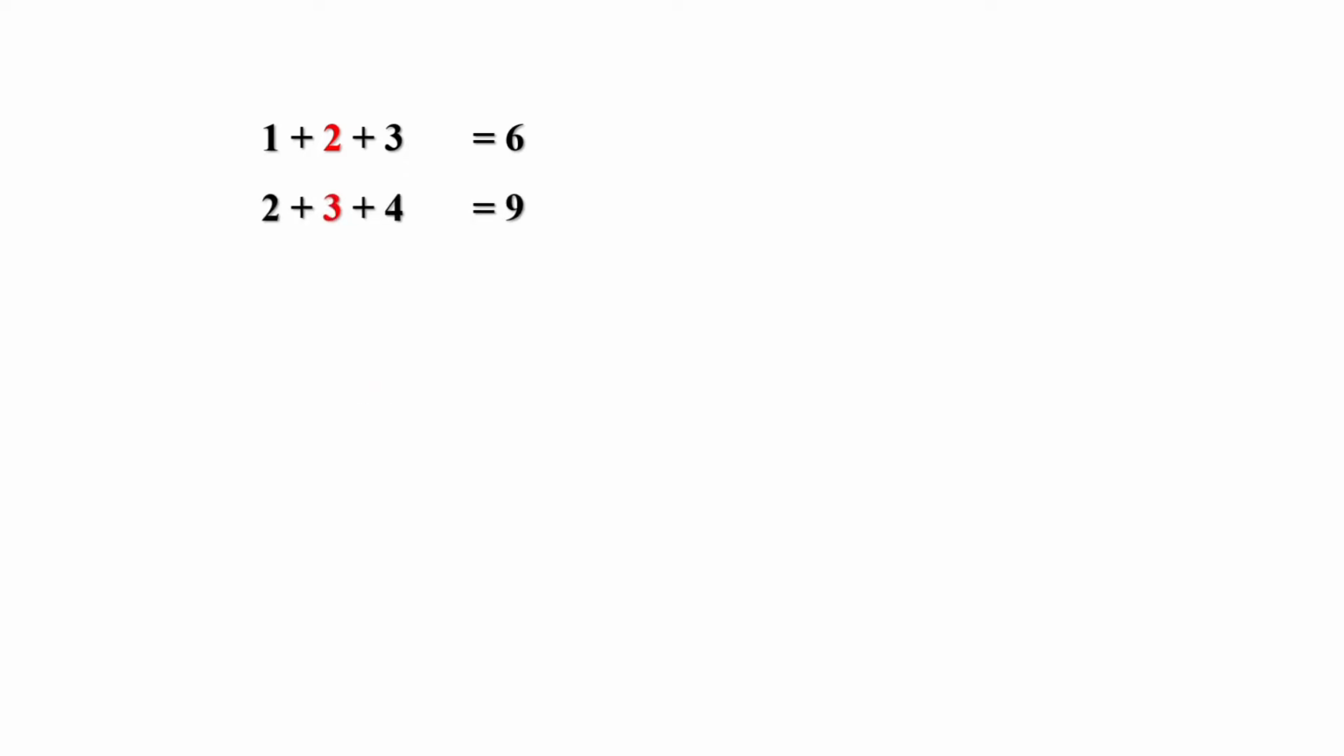What is the sum? 9. Now 3 plus 4 plus 5 equals 12. Now look at the middle number and the sum. Are they connected in any way? 6 is 3 into 2. 9 is 3 into 3. 12 is 3 into 4. So what did we see? The sum is 3 times the middle number.